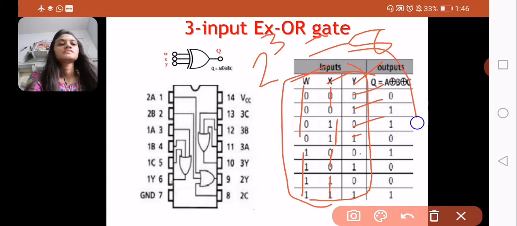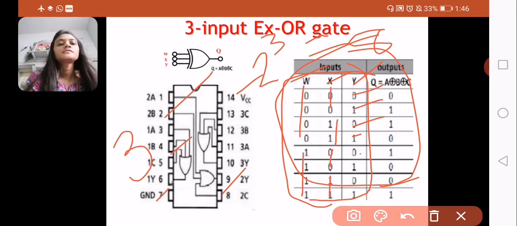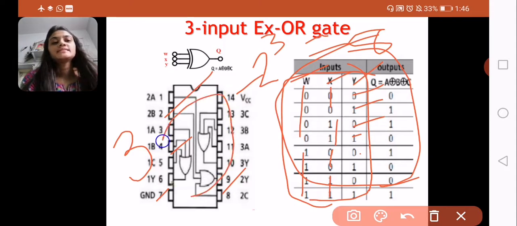Okay, so this was the truth table of this IC. In the integrated IC, 2 pins are fixed and others are used for the input and output combination. Here you can use a maximum of 3 gates, because more pins are used for the more inputs, so the number of gates is reduced here. So in this IC 3 gates are available.